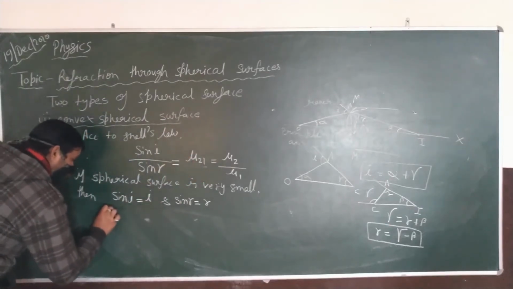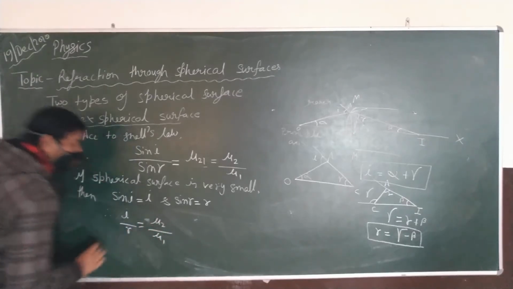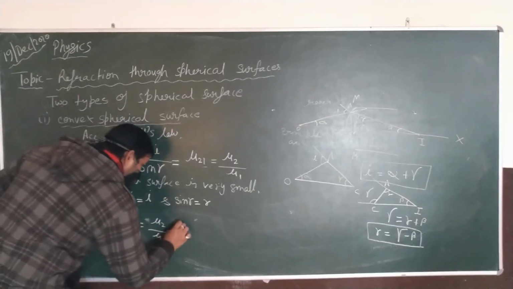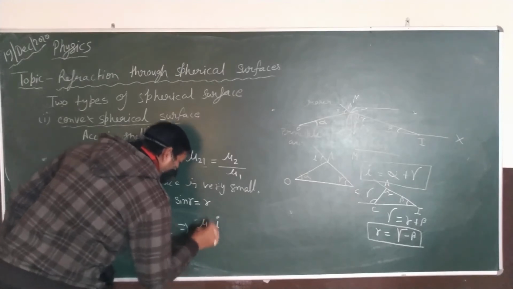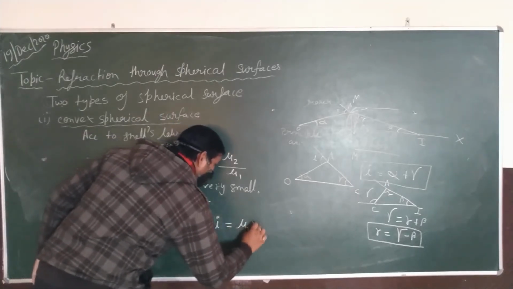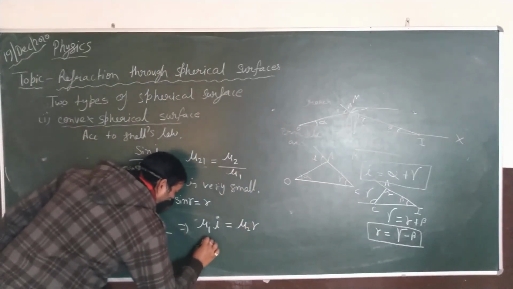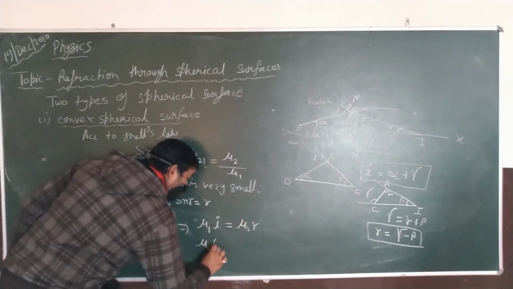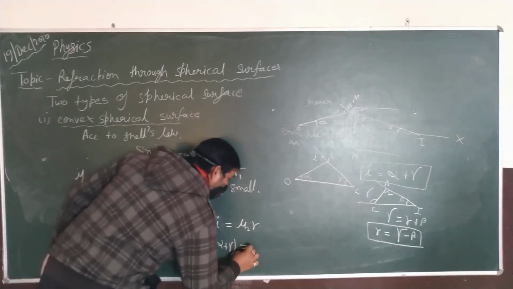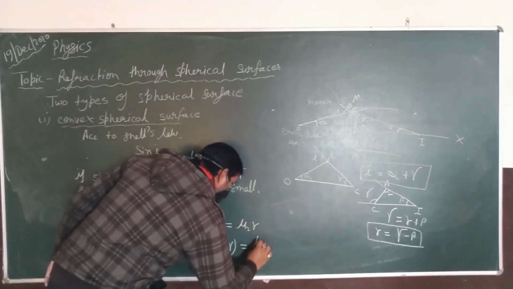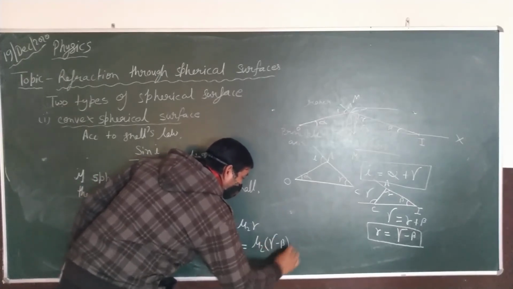Okay, therefore sin i upon sin r is equal to mu2 upon mu1. Clear? Now by using cross multiply we get mu1 into i equal to mu2 into r. On putting these values of i and r here, we get mu1 into i, we have alpha plus gamma, and mu2 into r is gamma minus beta.